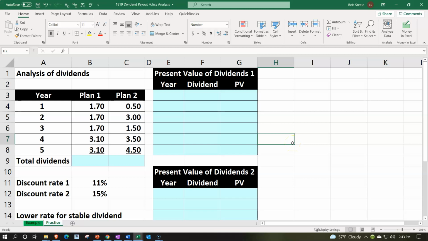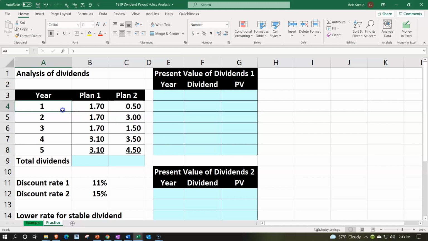If you have access to the Excel worksheet and would like to follow along, note that we're in the practice tab as opposed to the example tab, the example tab, in essence, being an answer key. We have the information on the left-hand side. We're going to populate that into the blue area on the right-hand side, looking at two different plans or strategies with relation to dividends for a company.